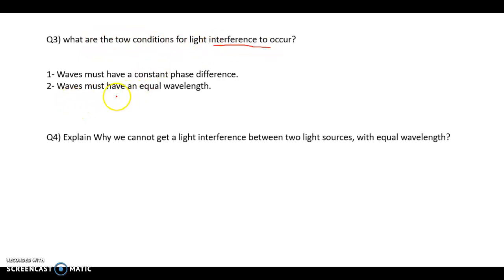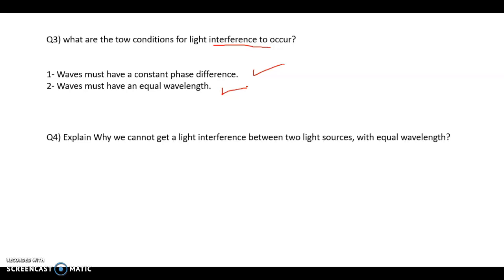Sometimes they are not equal. We have a partial kind of interference. If they are equal, but they are out of phase, the interference is not occurring. Here, waves must have an equal wavelength. So these are the two main conditions for interference. First, waves must have a constant phase difference. Second, waves must have an equal wavelength, as we saw in the previous video. Yellow wave with yellow wave, red wave with red wave, we are able to see the interference in a better manner.